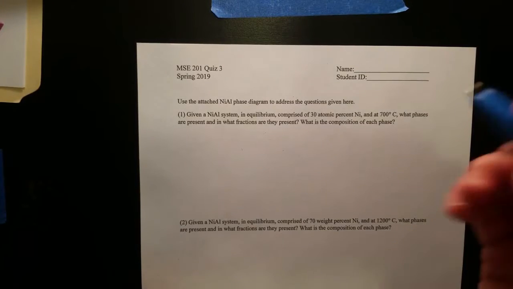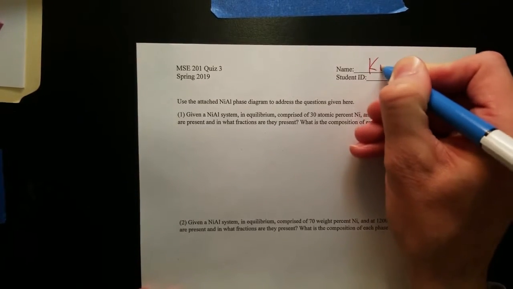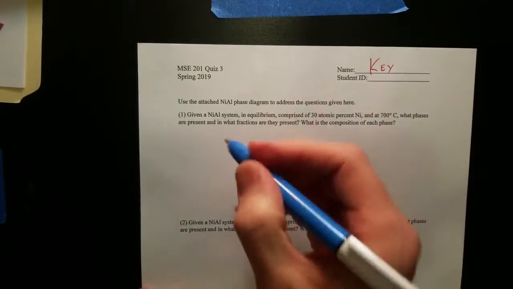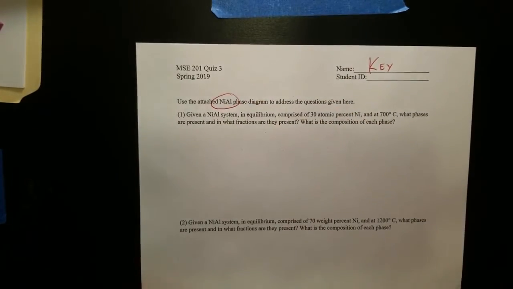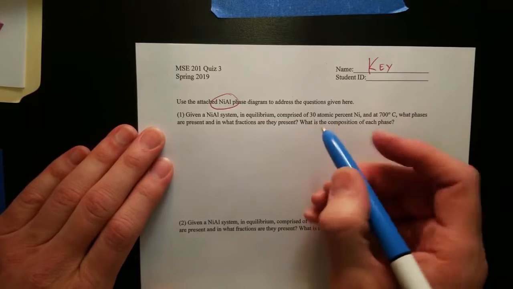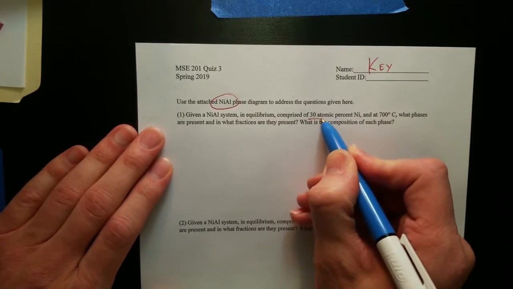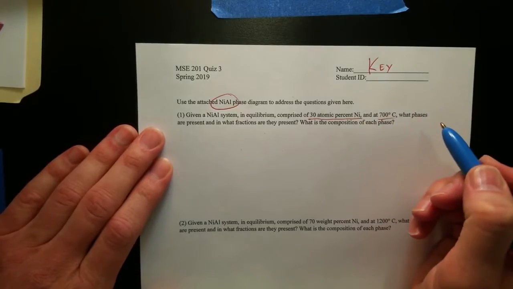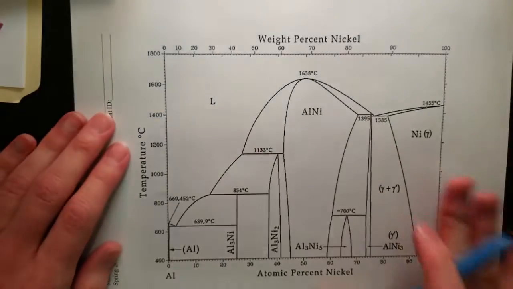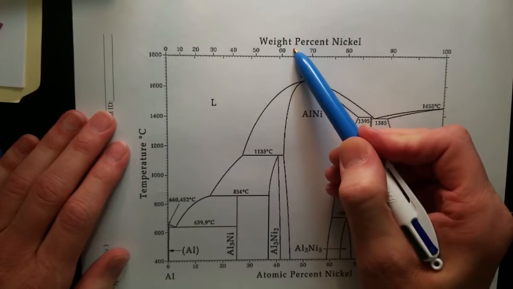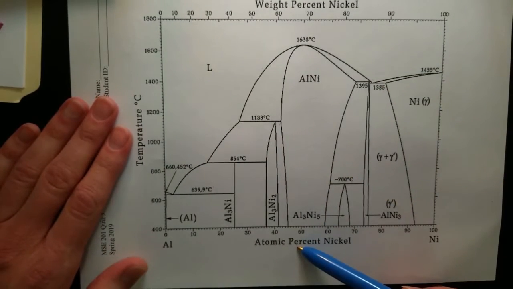Okay, let's solve quiz 3. We're looking at the nickel aluminum phase diagram. The first question asks us to consider a system with 30 atomic percent nickel at 700 degrees Celsius. Here's the phase diagram. On the top, we have weight percent. On the bottom, we have atomic percent.